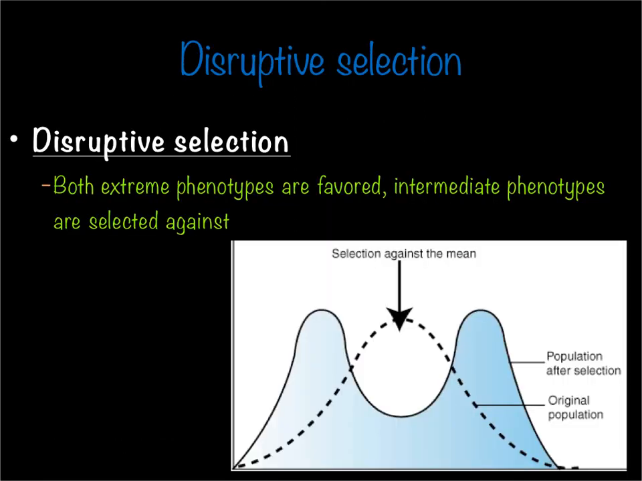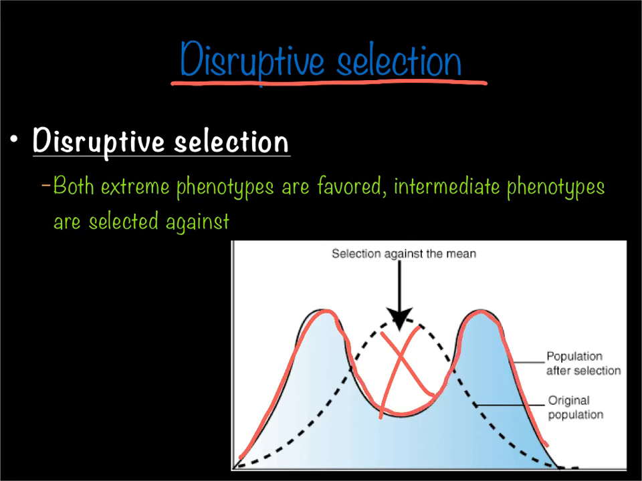Our last type of selection is called disruptive selection. In disruptive selection, both extreme phenotypes are favored and the intermediate phenotypes are selected against. So if the middle is being selected against, it's going to move the graph out in both directions and the middle down. So you end up getting this shape of the graph where we have the extreme to the left being selected, the middle being selected against, and the extreme to the right being selected. So you're getting a graph that looks something like that.